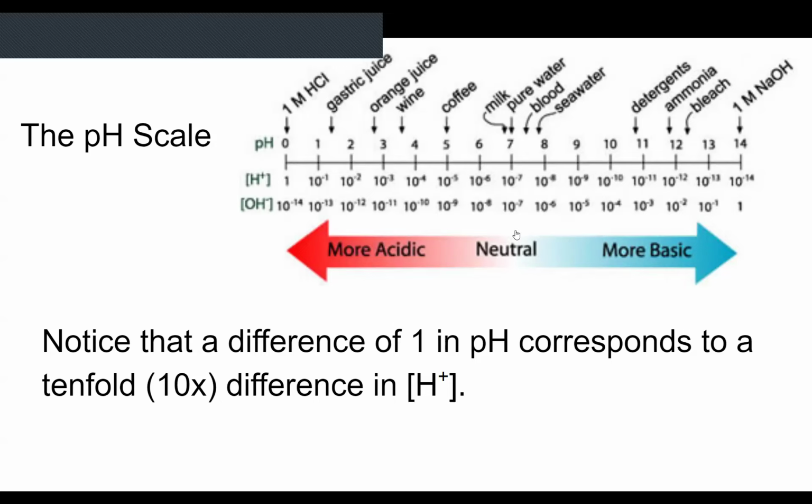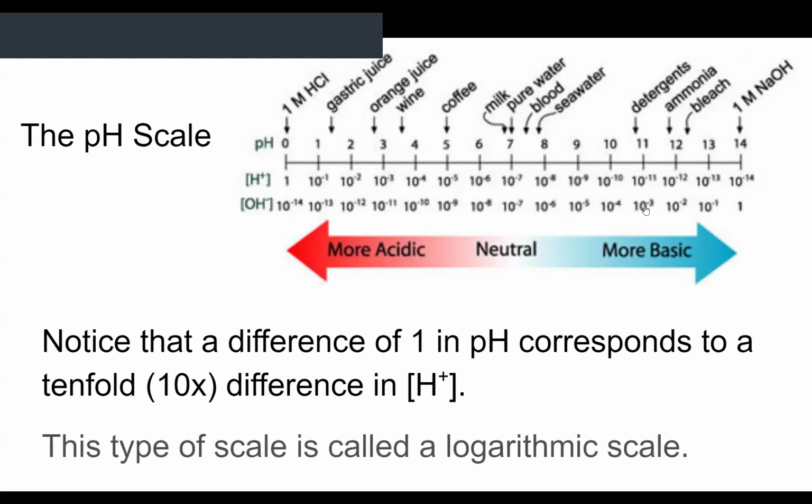So the concentrations are equal in neutral solution. Hydrogen's bigger in acidic solution. Hydroxide's bigger in basic solution. The whole pH scale is based on water, and it's a logarithmic scale, meaning a difference of 1 is a 10 times difference. And that means that when we go to calculate with pH, we're going to be using the log button. You might know that from math class.